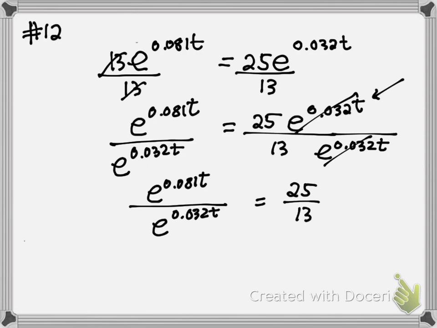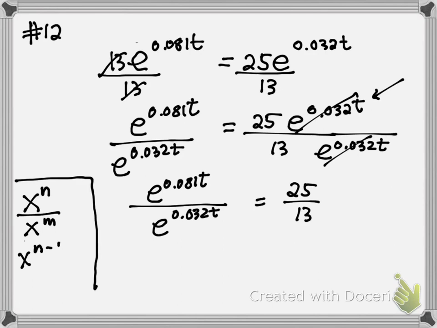Okay? Now you can see that on the left side I have a fraction with two powers of e. I have the same base e, so I can now apply the second law of exponents. If you recall, the second law of exponents says that x to the power n divided by x to the power m, with the same base, is equal to x to the n minus m. We simply subtract exponents. This is the second law of exponents.